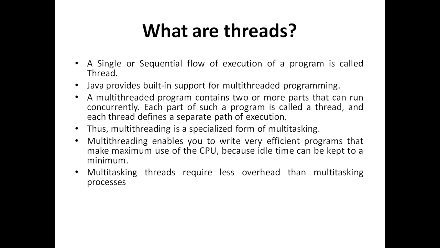So, multitasking is nothing but execution of multiple tasks concurrently. Same way, multi-threading is nothing but creating or dividing a single task into a multiple number of tasks and assigning each task to each thread for concurrent execution. Multi-threading enables you to write very efficient programs that make maximum use of the CPU because idle time can be kept to a minimum. Multitasking threads require less overhead than multitasking processes.